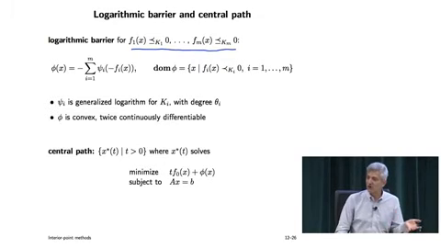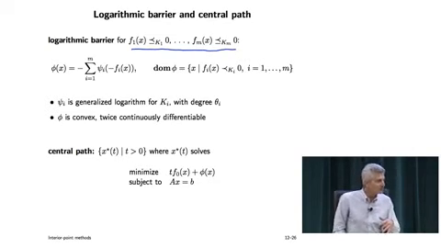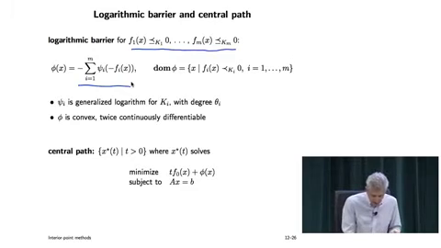If it's a scalar, it's your old friend log. And if it's something in a cone, it refers unambiguously to some generalized logarithm for that cone. So, for example, log of a matrix would then be interpreted as log det. Anyway, that's what this is. That's just a barrier function. It's convex. Why is it convex?